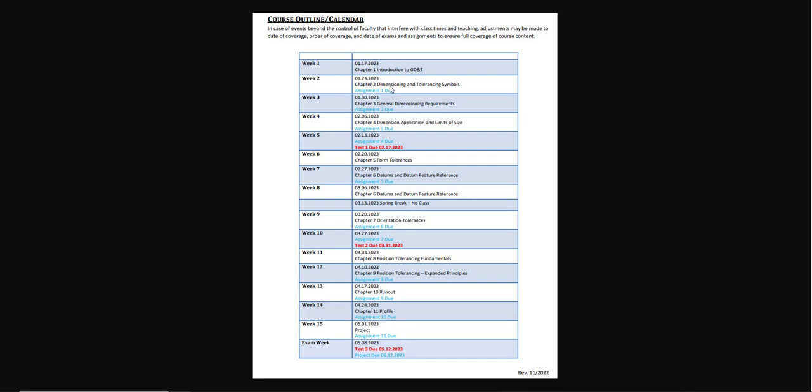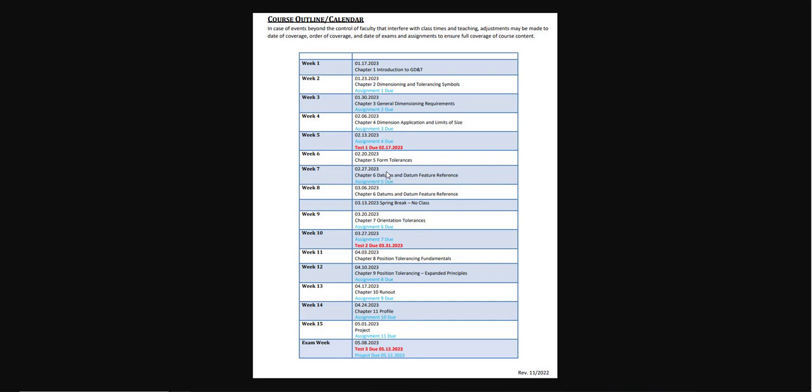Okay, chapter 1 is just the introduction. Chapter 2, we're going to talk about dimensioning and tolerancing symbols. Chapter 3, we're going to talk about the general dimensioning requirements. Chapter 4, we're going to talk about dimensional applications and limits of size. And then we kind of get into GD&T proper from there. Chapter 5, we're going to talk about form tolerances. We talk about form tolerances first because form tolerances don't require any datums.